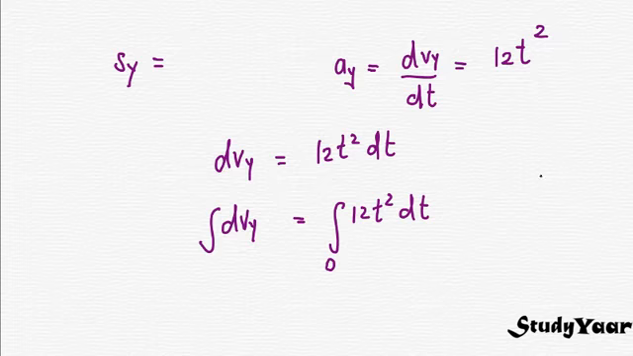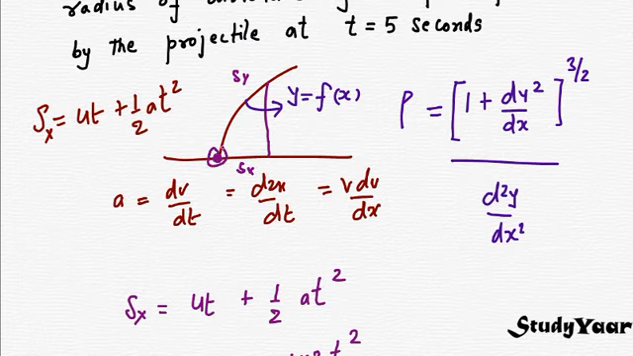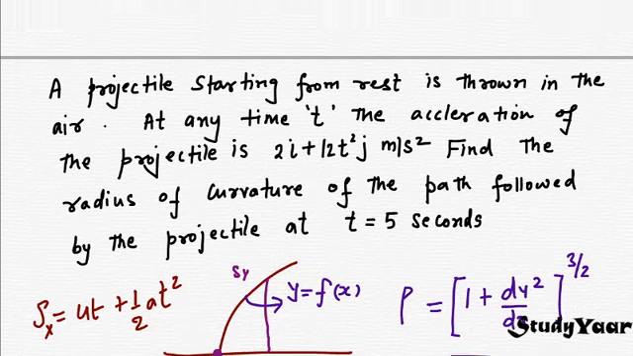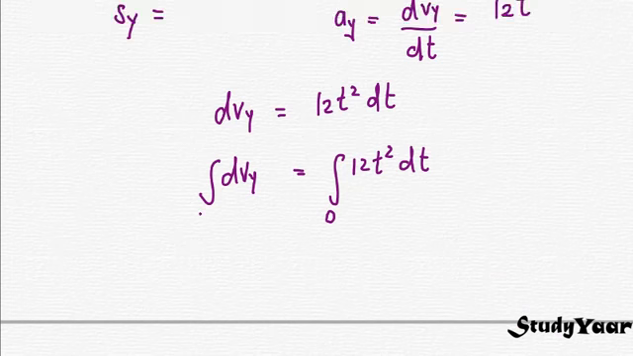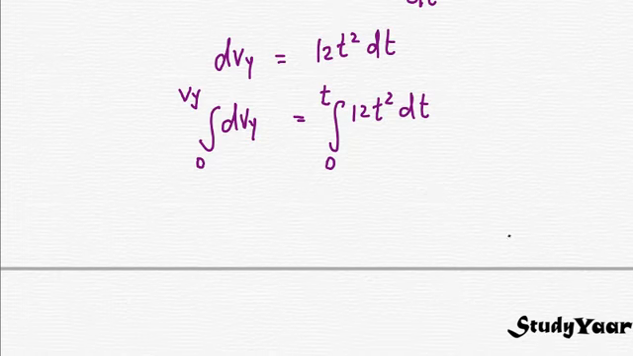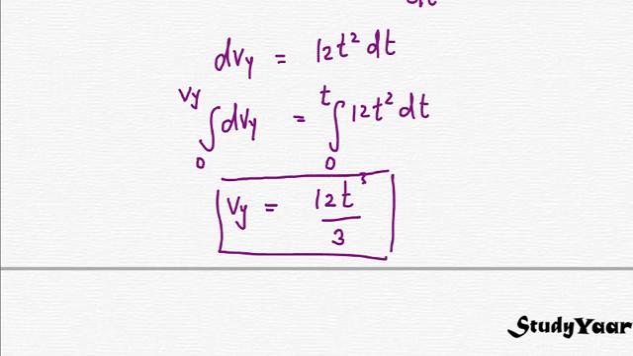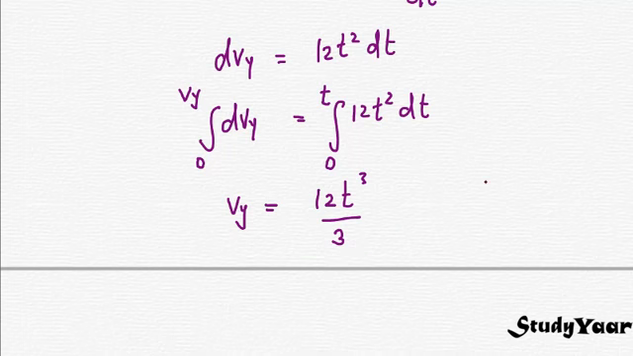At t is equal to 0, which is the point when this was thrown, my velocity is 0. It is starting from rest. Therefore at t is equal to 0, my velocity in y direction is 0, and let's suppose at t is equal to t, my velocity is vy. Then what I get is vy is equal to 12 t cube by 3. This is my expression for velocity in y direction at any given time t. I also know that vy is equal to dsy by dt.